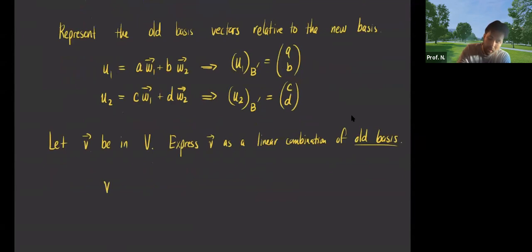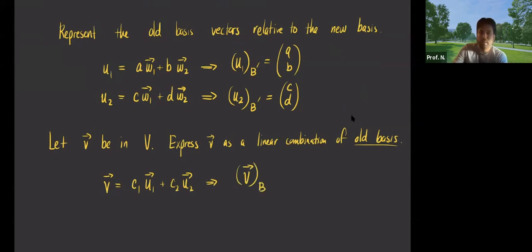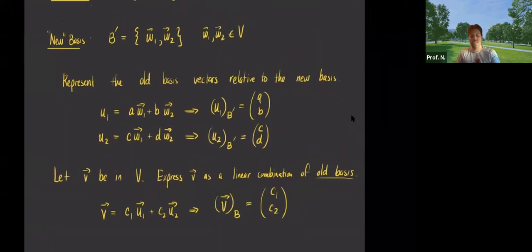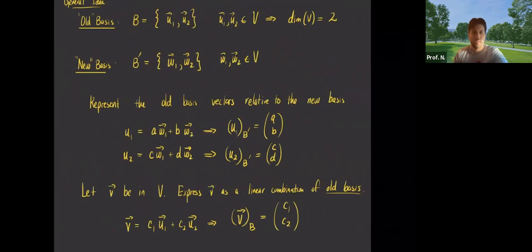So then V will be equal to, I'm going to use these letters now, C1 U1 plus C2 U2, which would mean that V in terms of the old basis is C1, C2. There's a lot of letters in this, okay? But you can stop me at any time to make sure you understand what the letters mean.